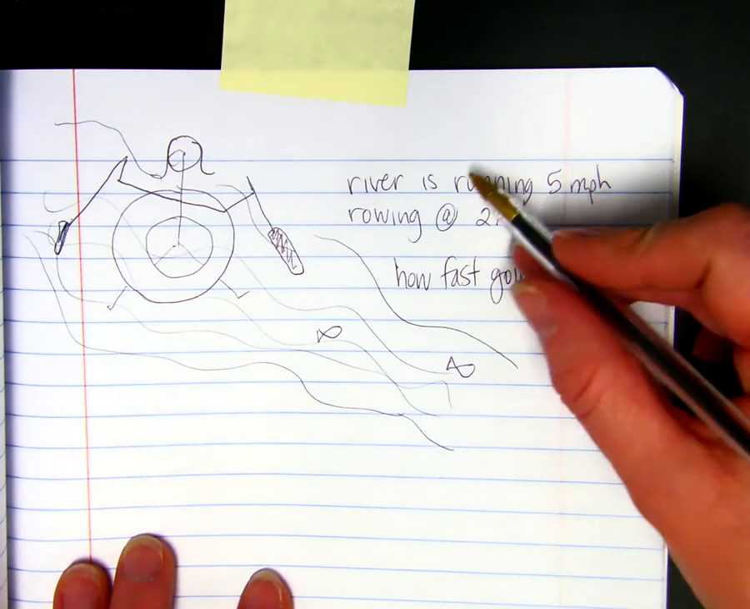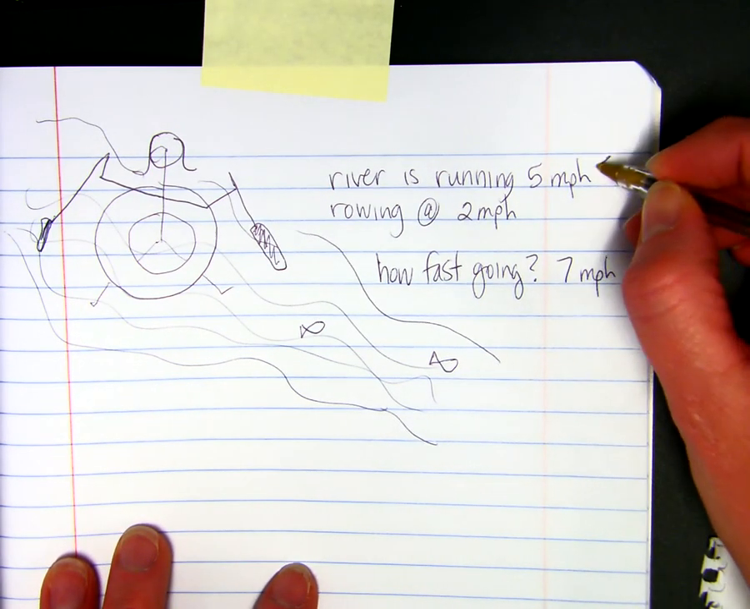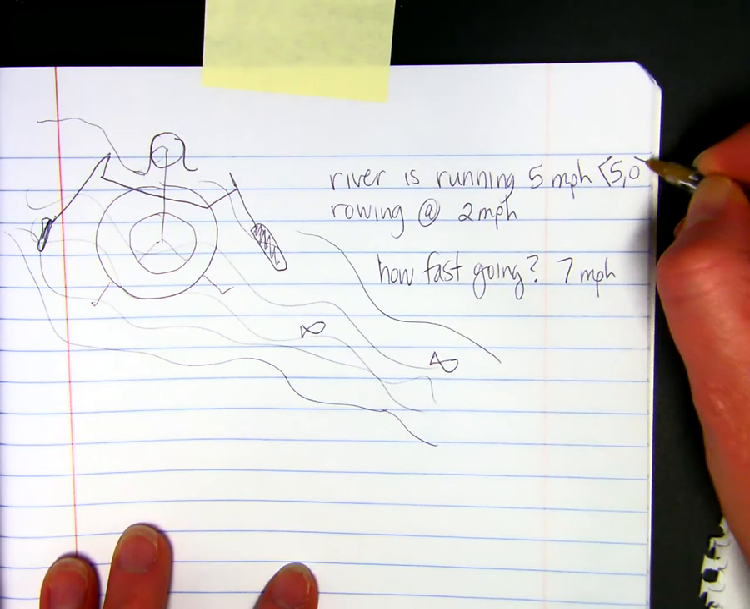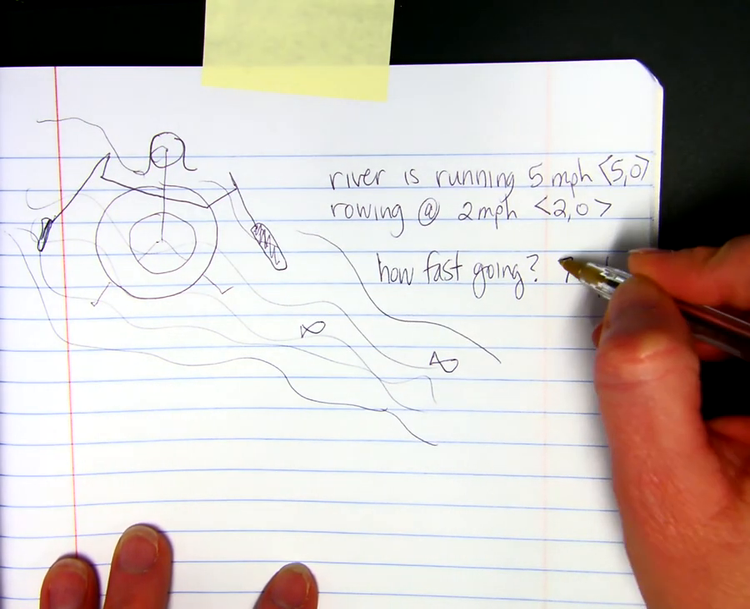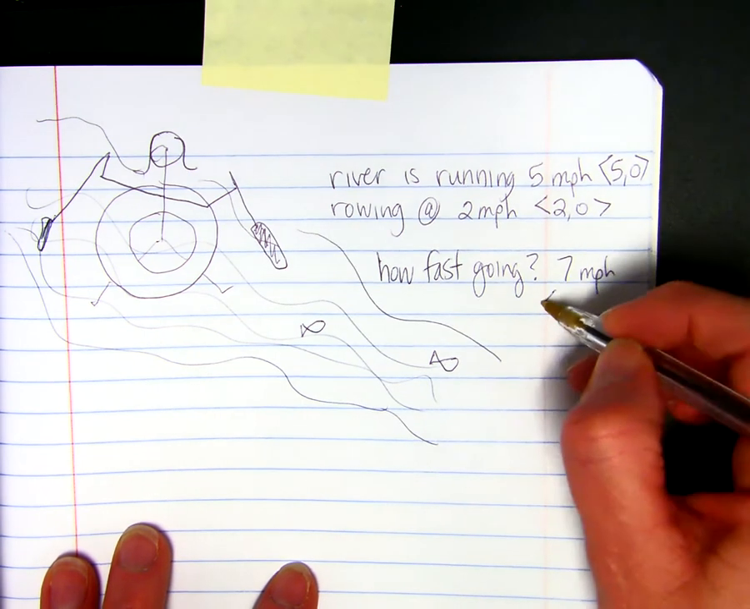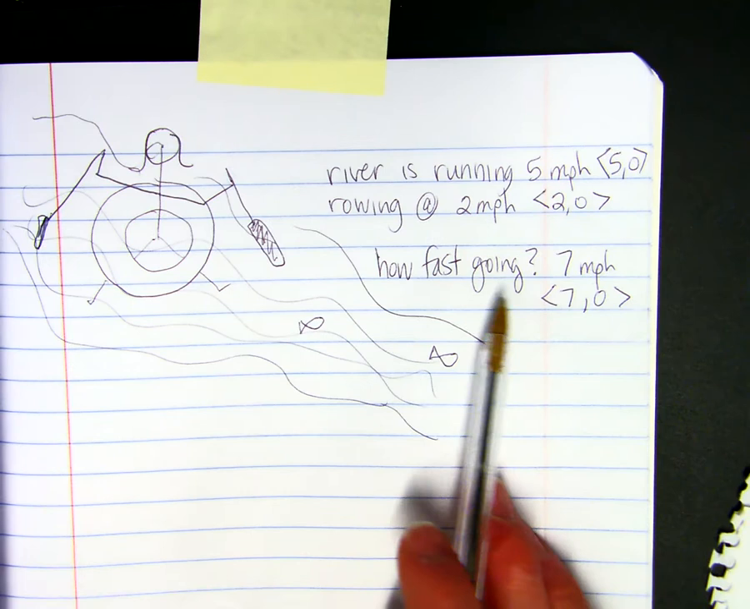So if we were to write the vector for the river, it would be 5, 0, and then the vector for her rowing speed, and then we just add them together to get the 7 miles per hour.